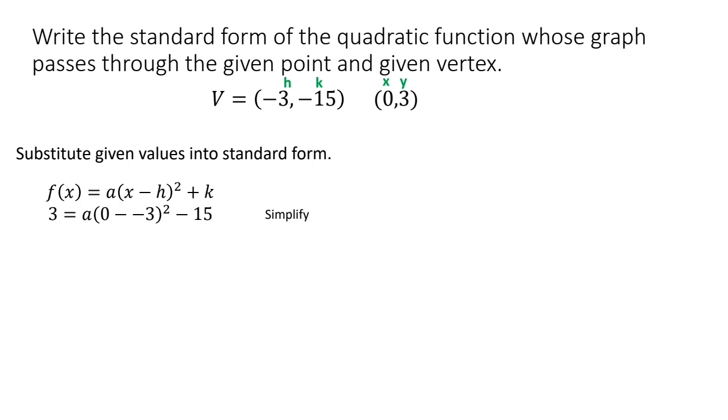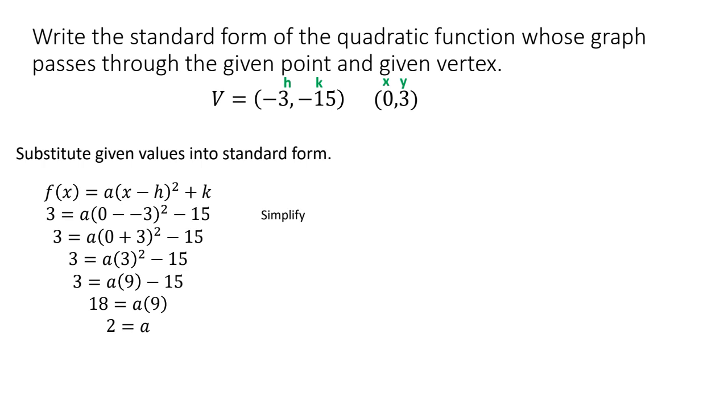So let's do the process again. We simplify. A negative with a negative is a positive. 0 plus 3 is 3. 3 squared is 9. And then we have 3 is equal to 9a minus 15. Again, I want to isolate the a, so the first thing I'm going to do is add 15 on both sides. So 15 plus 3 is 18. Now I'm going to divide both sides by 9. So 18 divided by 9 is 2. 9 divided by 9 is 1. So a is equal to 2.